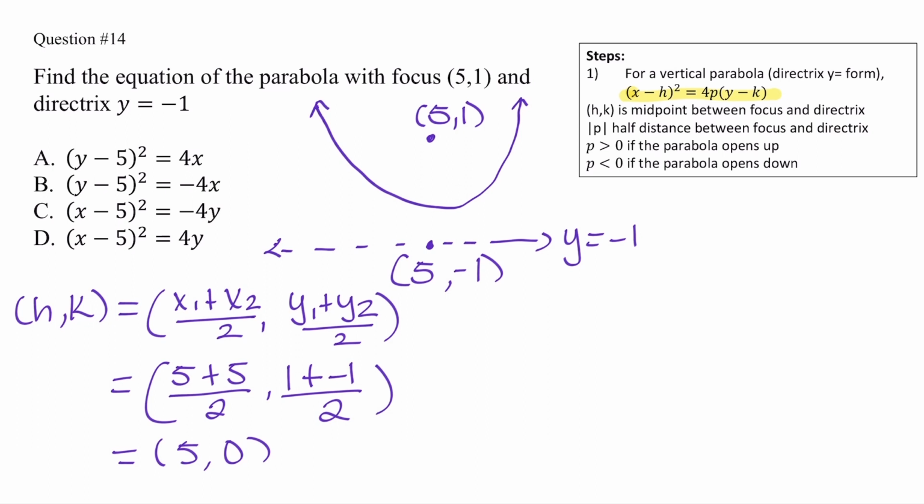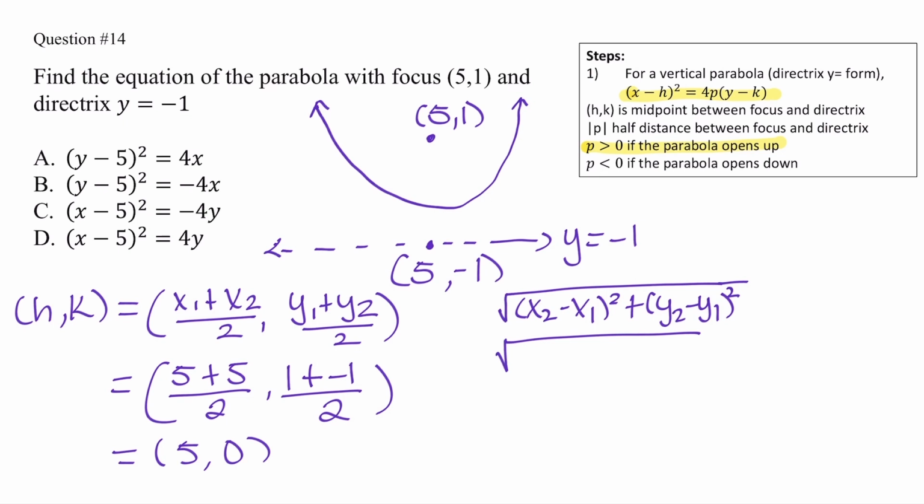So the absolute value of p is going to be half the distance between the focus and the directrix. Okay? So if the parabola opens up like this one does, p is going to be greater than 0. So let's find the distance between the focus and the directrix and divide it by 2. So remember, the distance is given by the distance formula, which is the square root of x2 minus x1 squared plus y2 minus y1 squared.